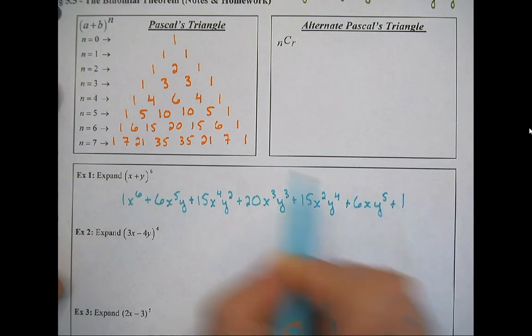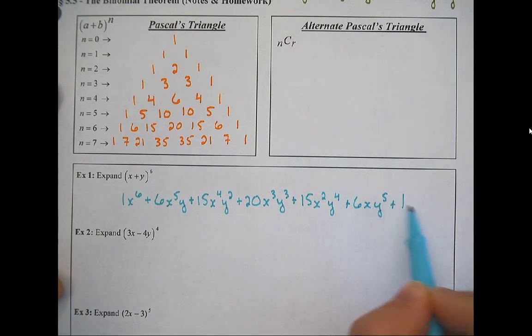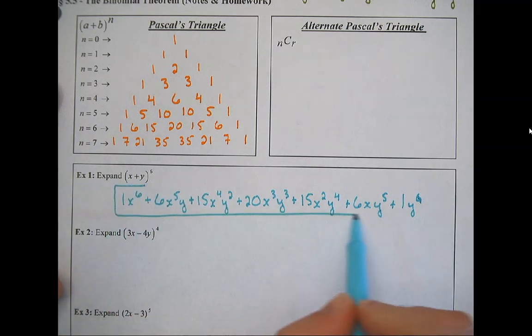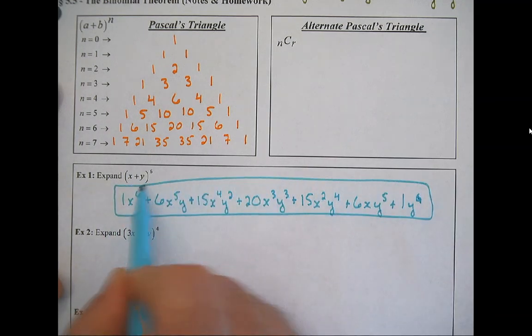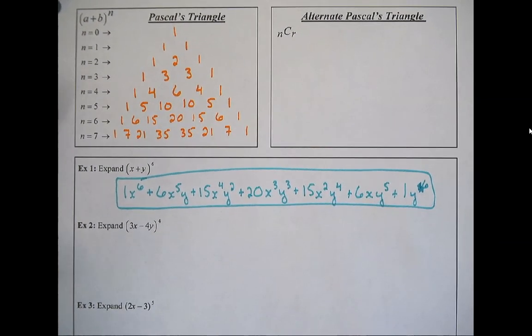Plus 1. The x goes down by 1. So now there are 0 x's, and the y goes up. So there are now 6 y's. It's pretty terrible, but maybe I can rewrite that. That's a y to the 6th. All right, so there's the basic idea.